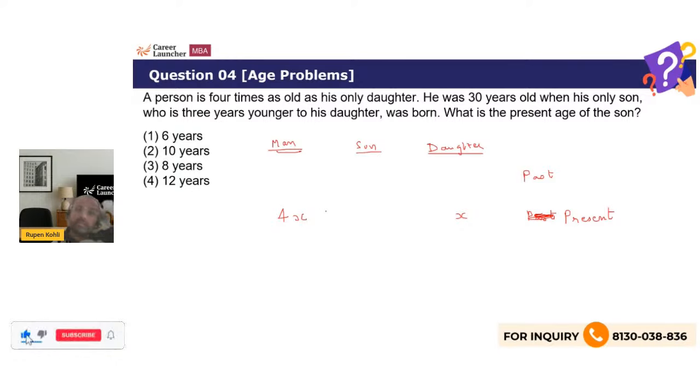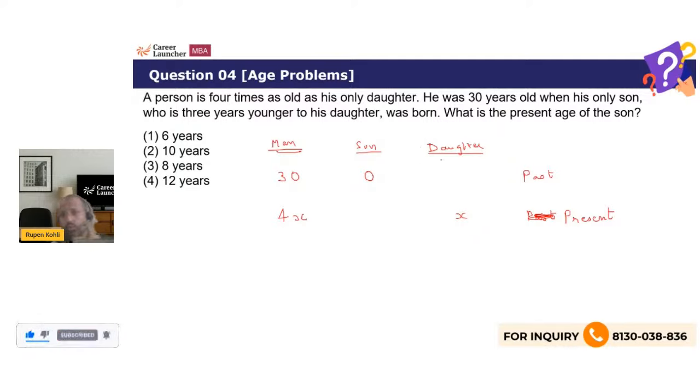He was 30 years old. So we are going now in the past. I don't know how many years ago we are going, but in the past, the man was 30 years old when his only son was born. And when somebody is born, their age is a very beautiful number called zero, right? Okay, so he was 30 years old when his only son was born.